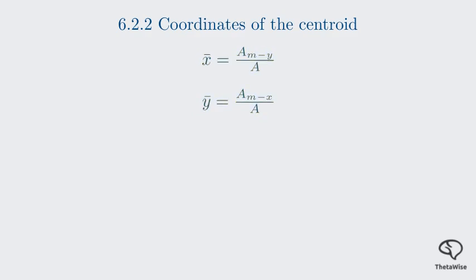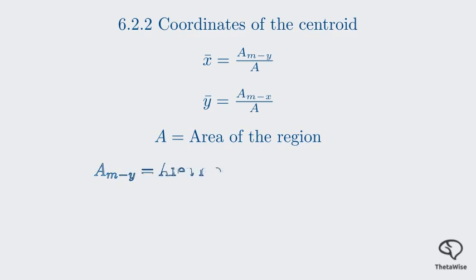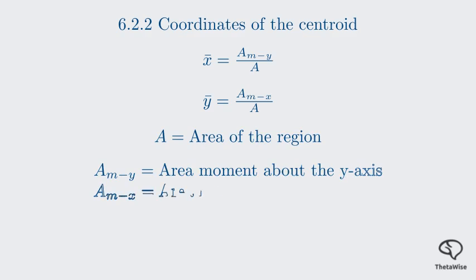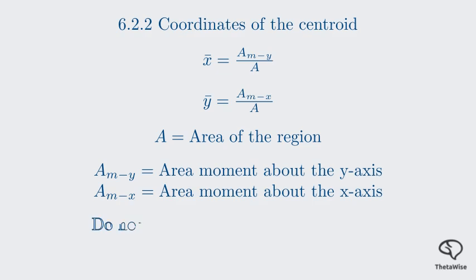Let's break down each component. First, the area A. You've already learned how to calculate the area between curves using integration. We'll be using that skill extensively here. Second, the area moments, A sub Mx and A sub My. A sub My is the area moment about the y-axis. It's the first moment of the area with respect to the y-axis. A very important note: A sub My should be read as area moment about the y-axis, not area M minus y. This notation simply indicates the axis of reference.